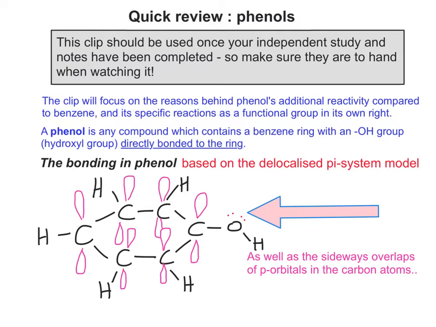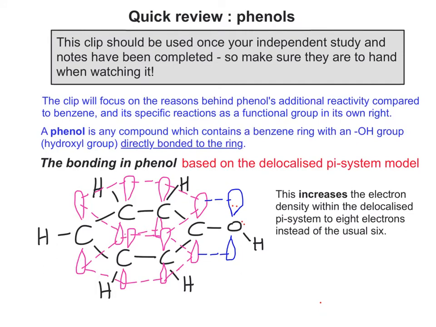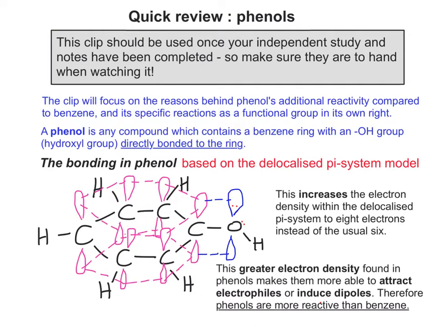So as well as the sideways overlaps of the p orbitals in the carbon atoms, one of the lone pairs on the oxygen, also in a p orbital, is delocalized into the pi system by p orbital sideways overlap between carbon and oxygen atoms. So this has the effect of increasing the electron density within the delocalized pi system to 8 electrons instead of the usual 6 that you find in benzene.